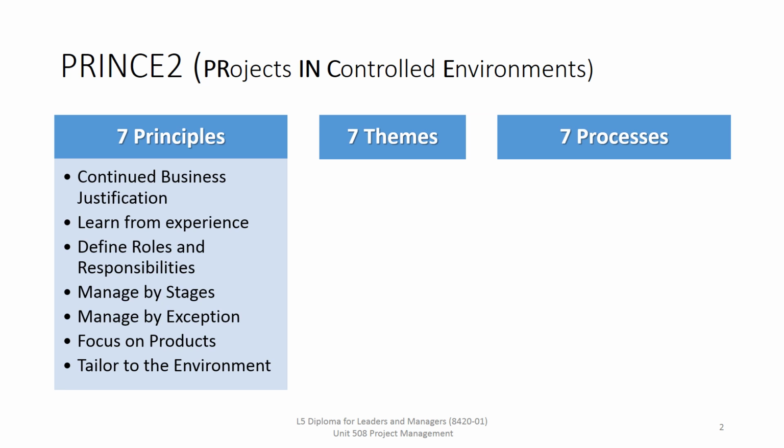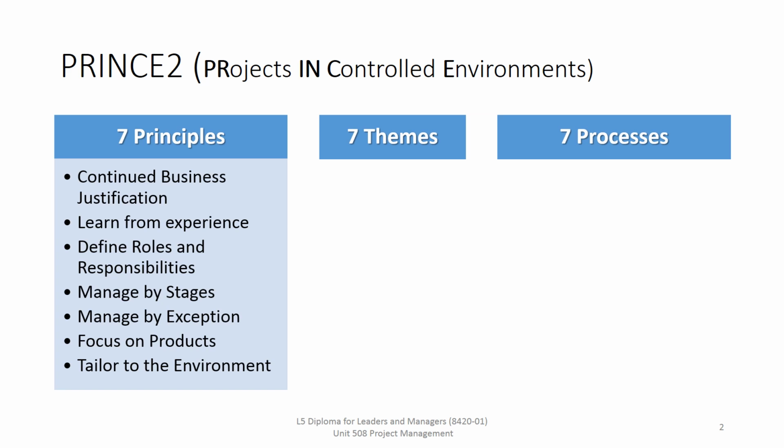It then says it should be definitely focused on the product, so everyone should be aware of the product requirements, and that should determine what work they're doing rather than the other way around. And it should be tailored to the environment. Prince2 should not be followed dogmatically. It should be scaled and tailored to meet the needs of the project if you want it to succeed.